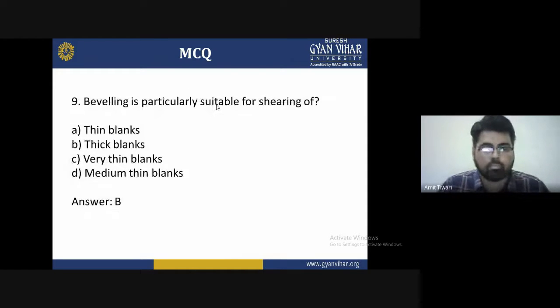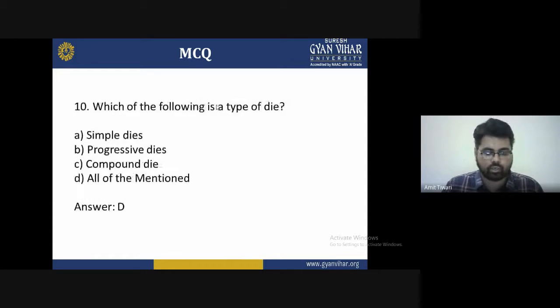Ninth question: blanking is particularly suitable for shearing of which material? A thin blank, B thick blanks, C very thin blank, D medium thin blank. The correct answer is B, thick blanks are used for it.